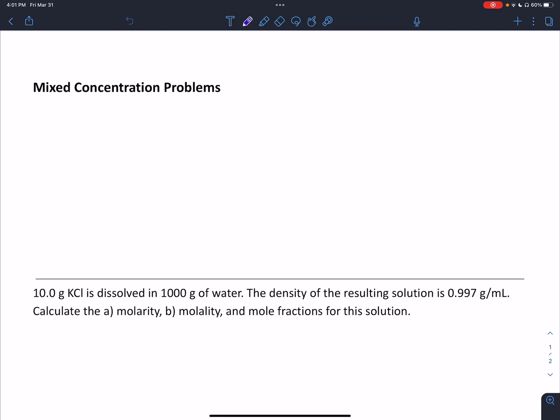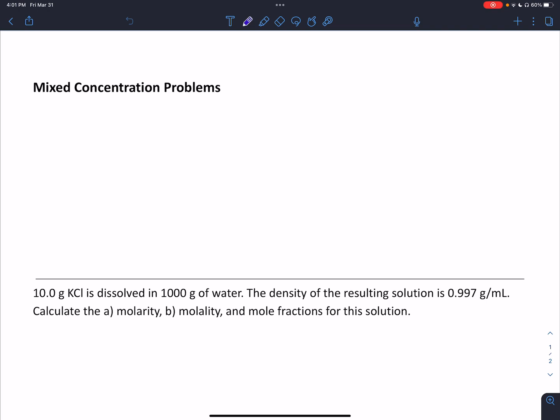Hi everybody, this is Dr. Nigro with another Chem Calculations screencast. This one is going to look at how to work a mixed concentration problem. These are some of my favorite problems because for me they're kind of like a puzzle. This type of problem gives you some information about a solution and then asks you to determine the molarity, the molality, the mole fraction, or some combination of those three concentration units.